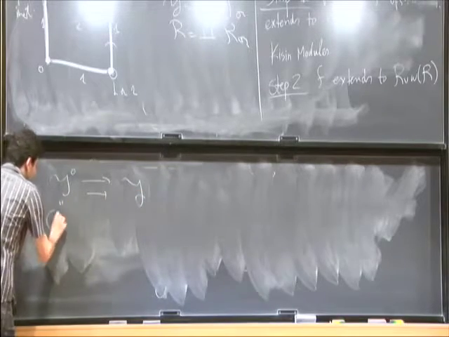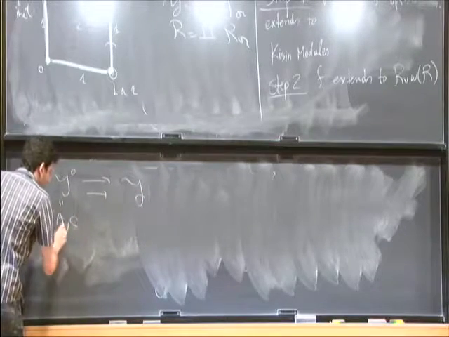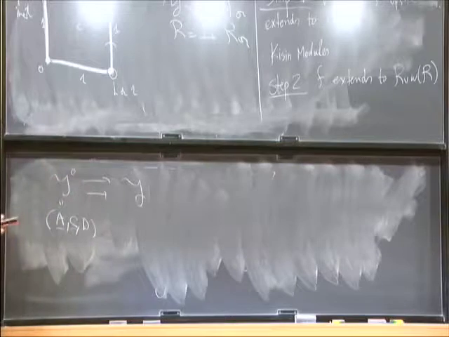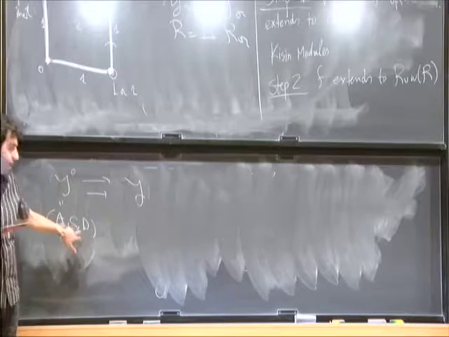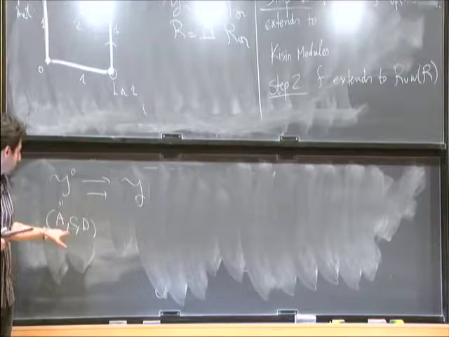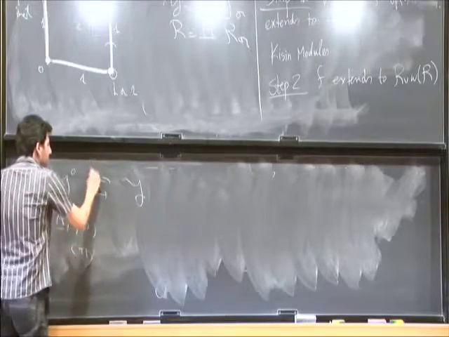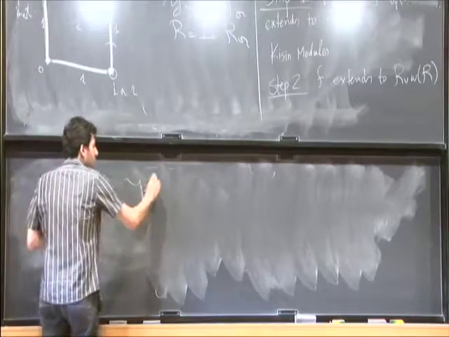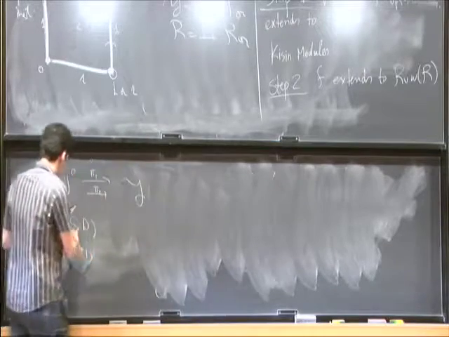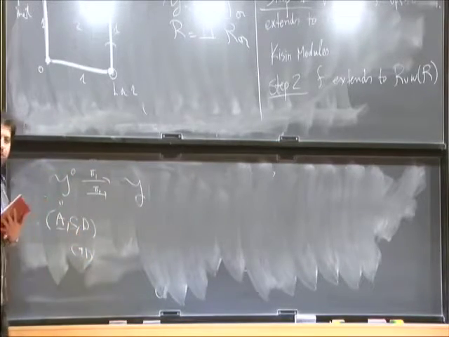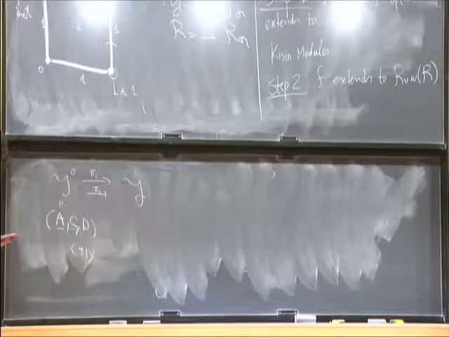So consider the modular variety that gives you A, C, D. C, D, and R are subgroups as before, but C is different from D. And then you're going to have two maps, pi 1 and pi 2, where one forgets D and the other quotients out by D. Okay, so we have this standard thing.